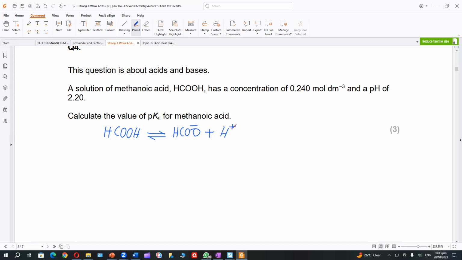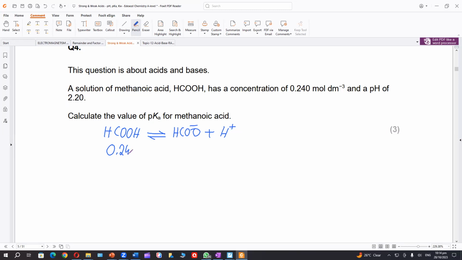Right? He has given me the concentration of HCOOH. It's a weak acid. Methanoic acid is a weak acid. That is why it's talking about pKa. Organic acids are generally weak acids. All right, so can you tell me, should I write 0.24 here? Can I write 0.24 here? Yeah, 0.24 there. But can I write 0.24 on the right side of the equation also?